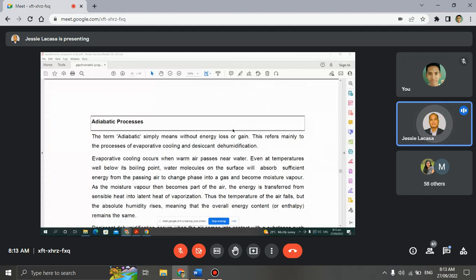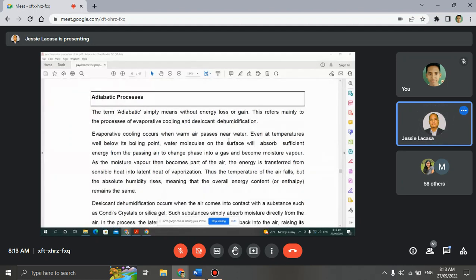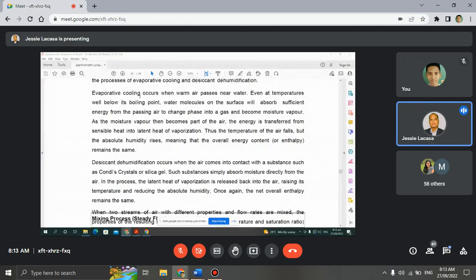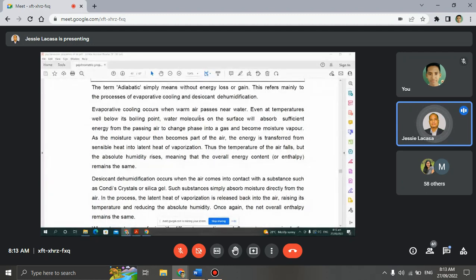Then we have the adiabatic process. The term adiabatic simply means without energy loss or gain. So this refers mainly to the processes of evaporative cooling and desiccant dehumidification. So evaporative cooling occurs when warm air passes near water. So even at temperatures well below its boiling point, water molecules on the surface will absorb sufficient energy from passing air to change phase into a gas and become moisture.